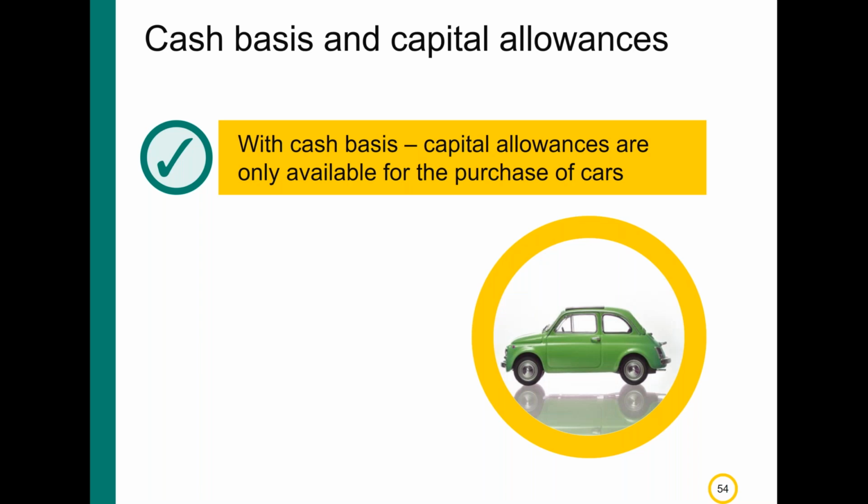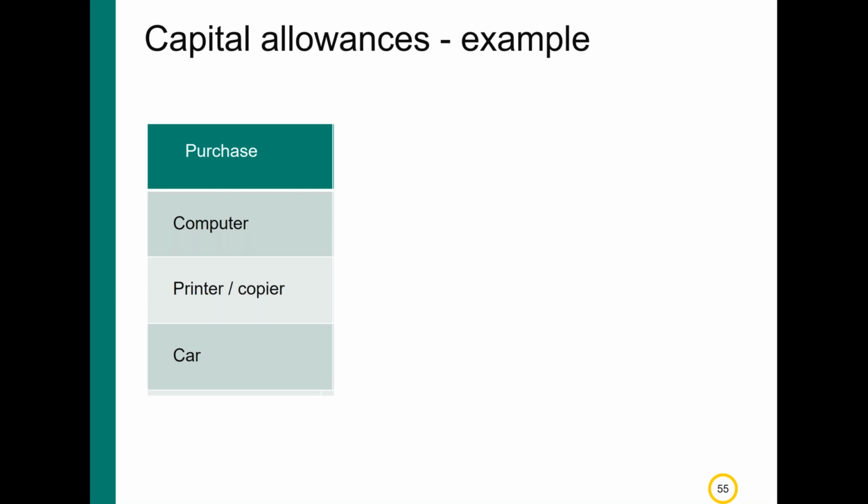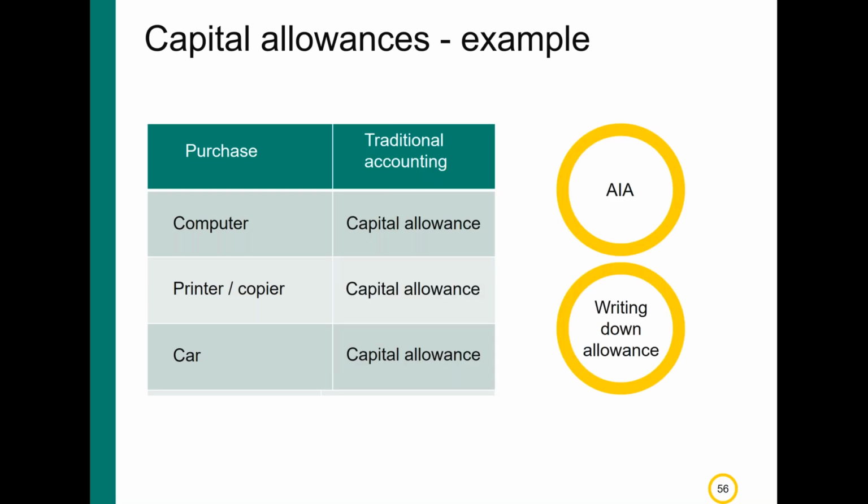So let's look at an example of using capital allowances. You've purchased the following items solely for use in your residential property business: a computer, a combined printer and photocopier, and a car. When using traditional accounting, you claim a capital allowance for the computer, the printer/copier, and the car. Remember, this is a percentage of the purchase cost for these items, which may be an AIA or a writing down allowance, though an AIA can't be used for the purchase of a car.